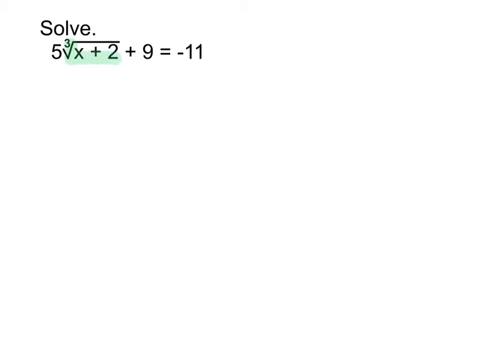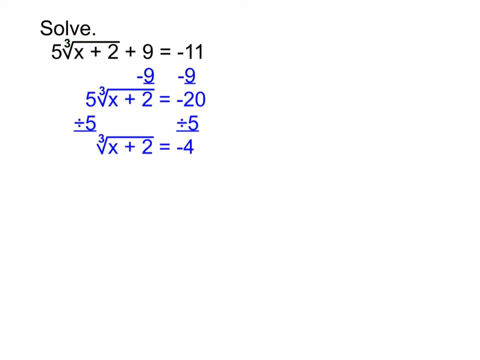That means that we want to isolate this cube root of x plus 2 before we can do anything else. So notice that means we've got to get rid of the 5 and the plus 9. Of course, in order to do that, we want to start by getting rid of the addition and subtraction. So I subtract 9 from both sides. And now I can get rid of the 5, so we divide both sides by 5.